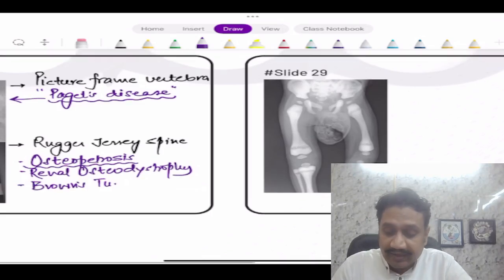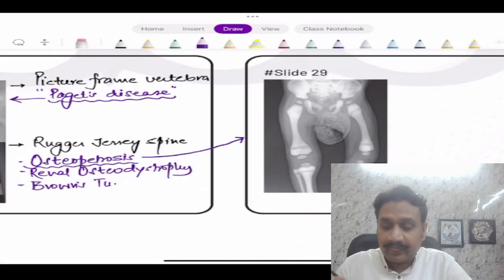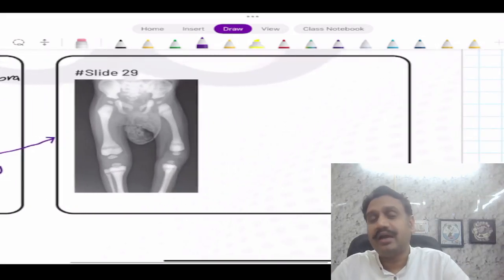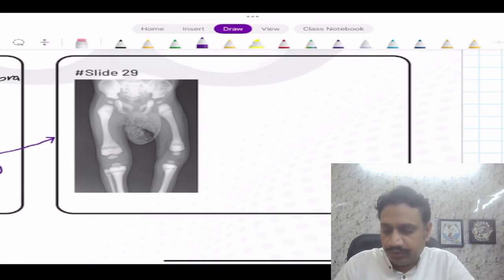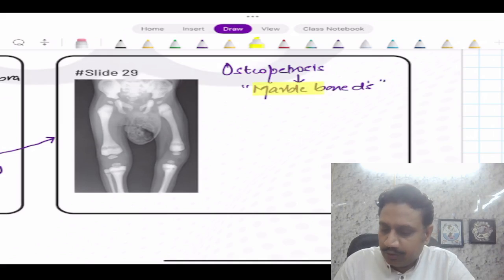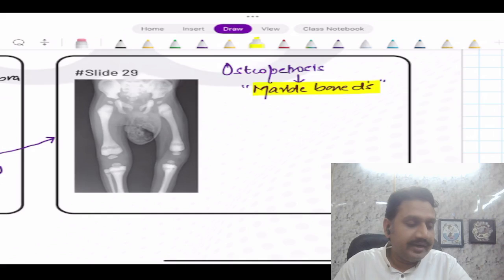And how does it look when the clasts are not working? When the clasts are not working, the only working cell is a blast. And if it is only blast, it has to make the bone white. That is why osteopetrosis is also known by what name? The name has to be the marble bone disease. It has to be the marble bone disease, right? Osteopetrosis, it has to be the marble bone disease.